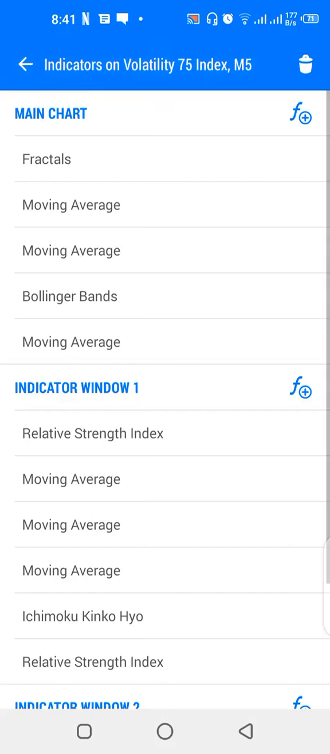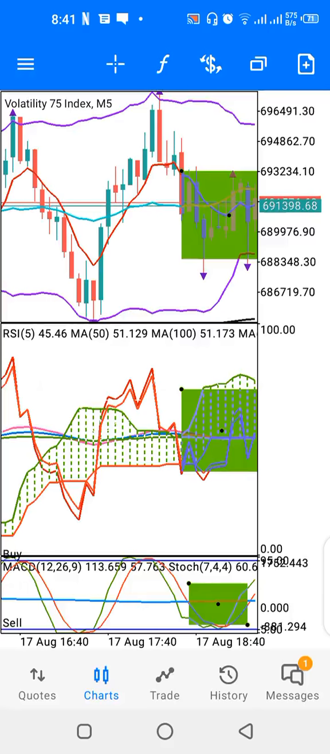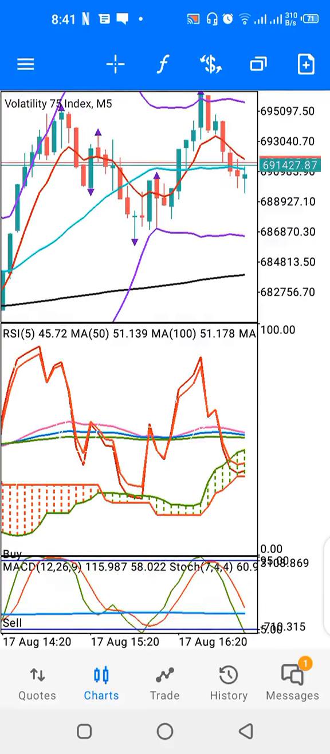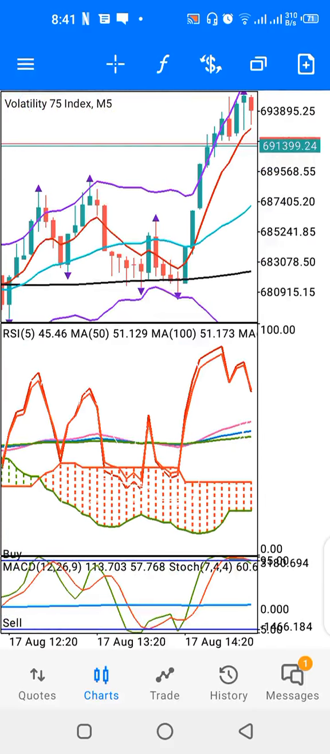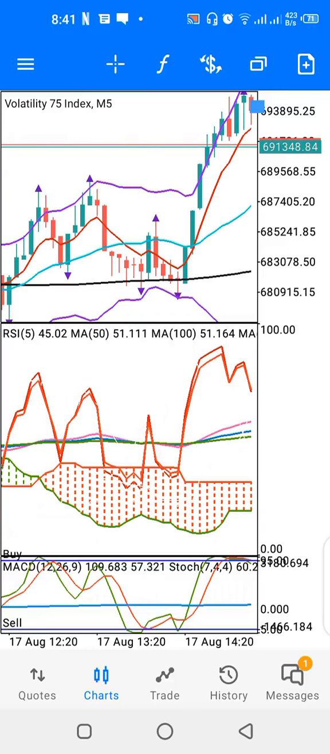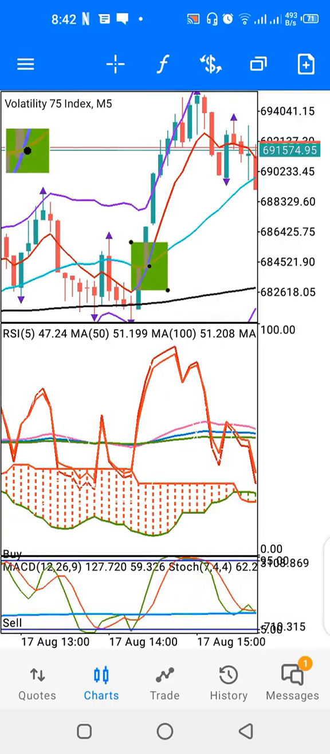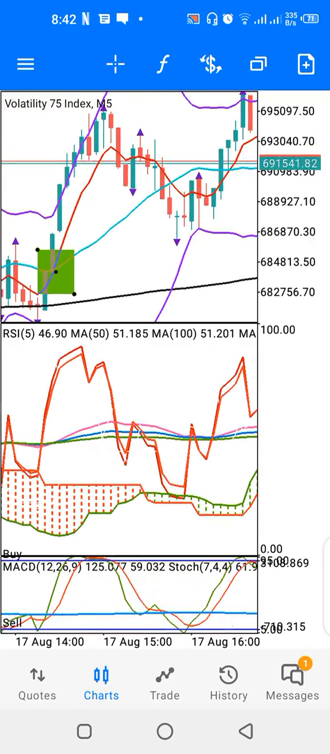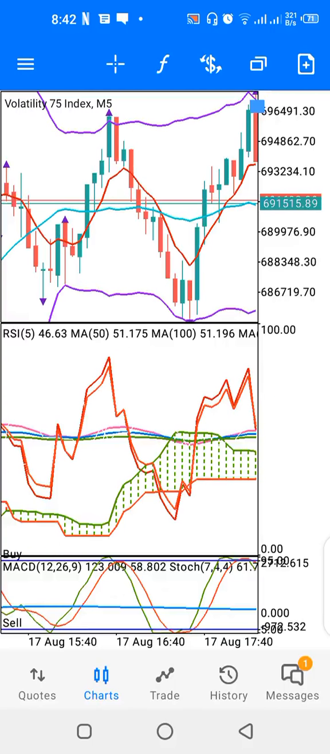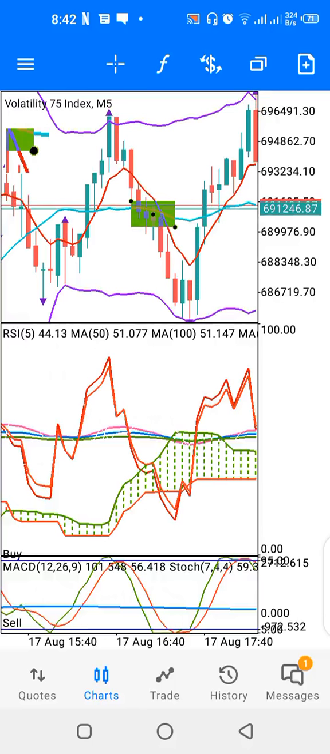Now, how can you use all these indicators to trade with them on the main chart? So on the main chart, when you see the red line cross above the cyan line, like you have around here, that's a buy signal. When you see it cross down, that's a sell signal.